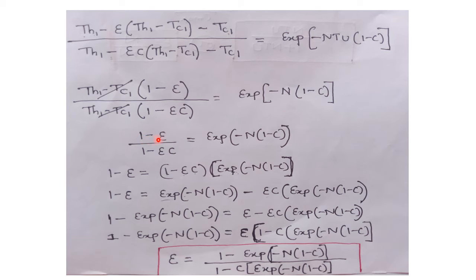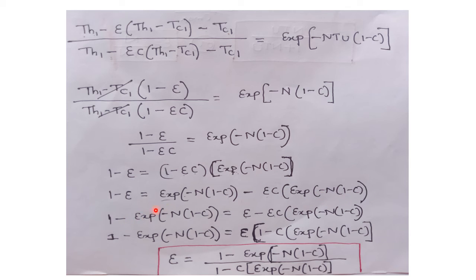So here 1 − ε will be equal to this, and I have cross multiplied because I want to calculate the value of effectiveness. So 1 − ε equals (1 − ε·C) times the exponential of −N(1 − C). I have simplified both these equations here. So 1 into the exponential of −N(1 − C), minus ε·C into this term.